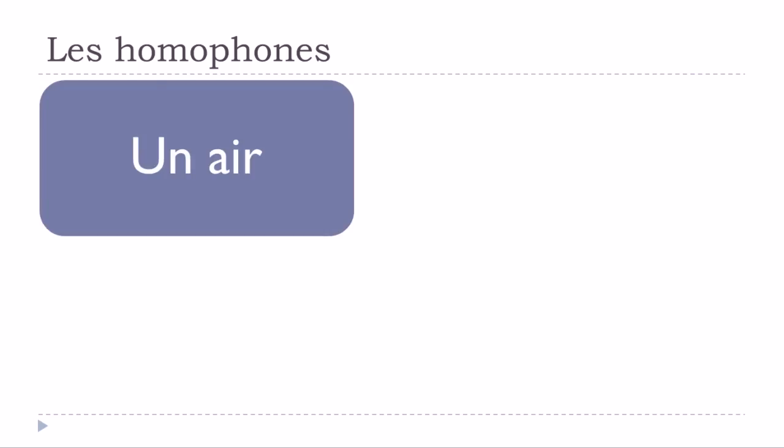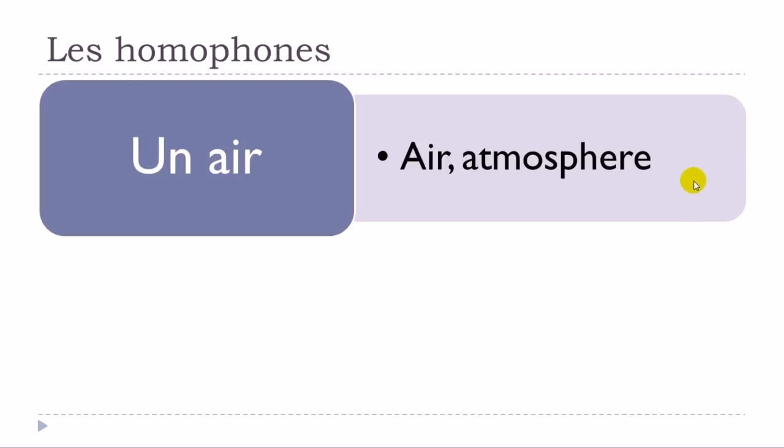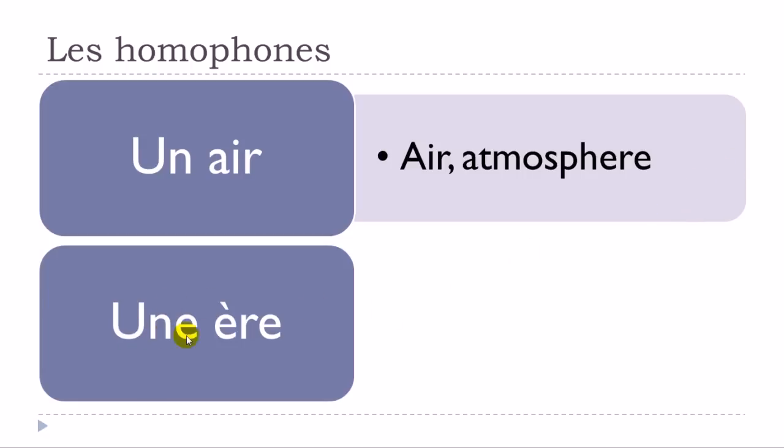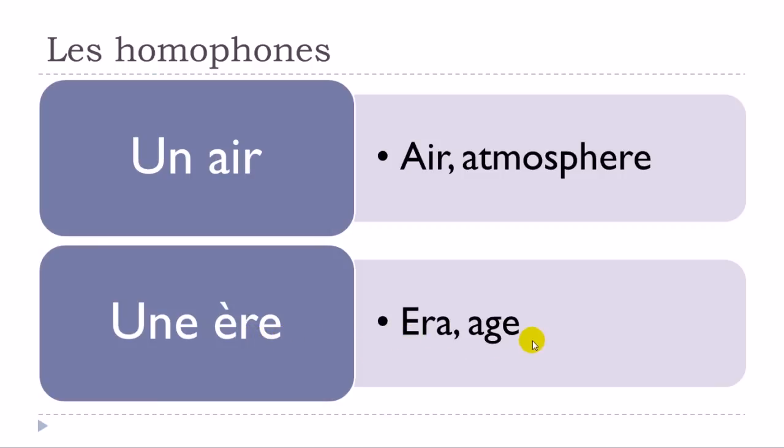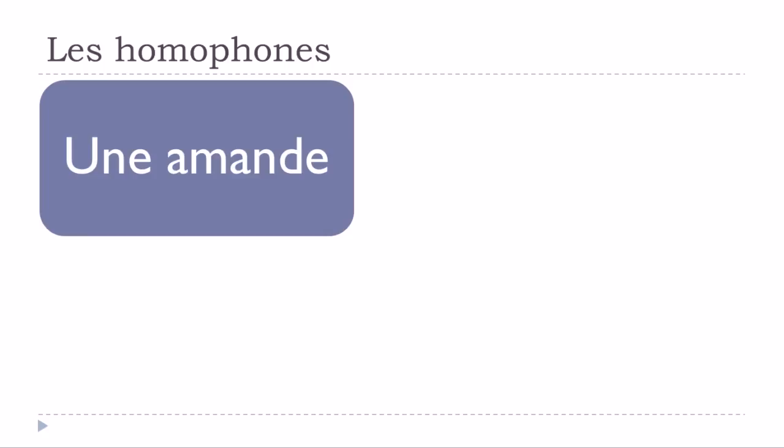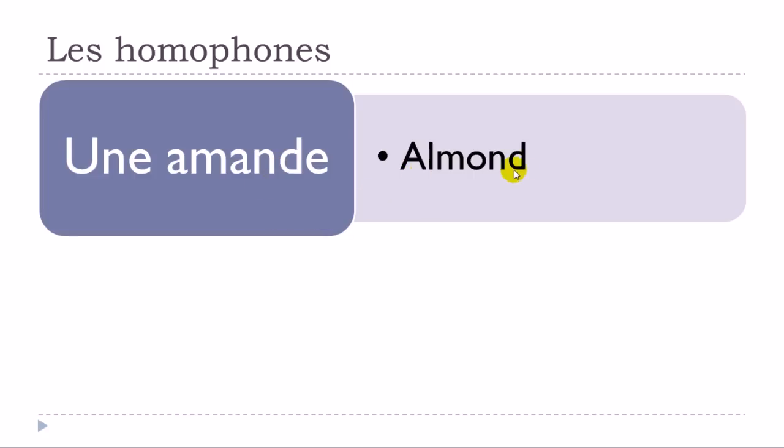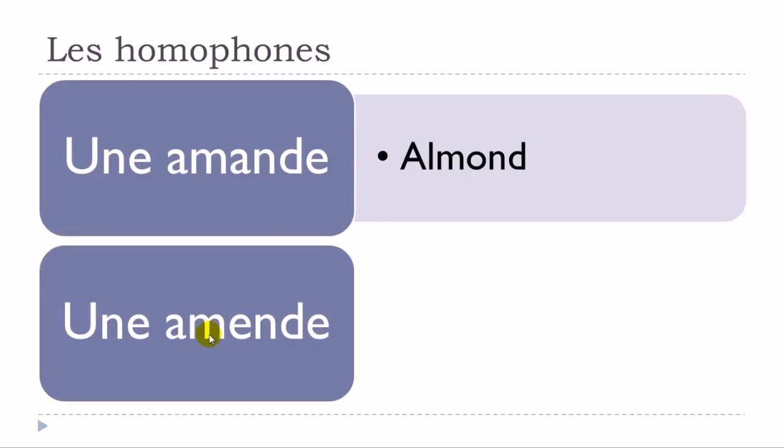Okay, so let's start now, and the first one is un air. We'll make this little link between the two, un air. And here you've got the translation in English. And then you've got une air. You can see that you write it differently, but clearly phonetically it's the same, une air. And this is the translation in English. Une amende, une amende. And that's what it means. And then une amende. So here you can see that the only difference is here you've got a and here you've got a, okay? So amende, amende, and the meaning is fine.